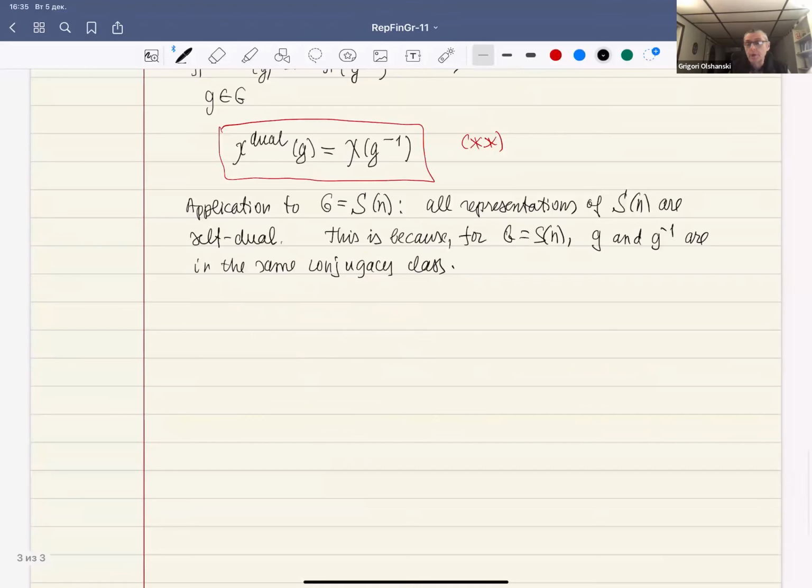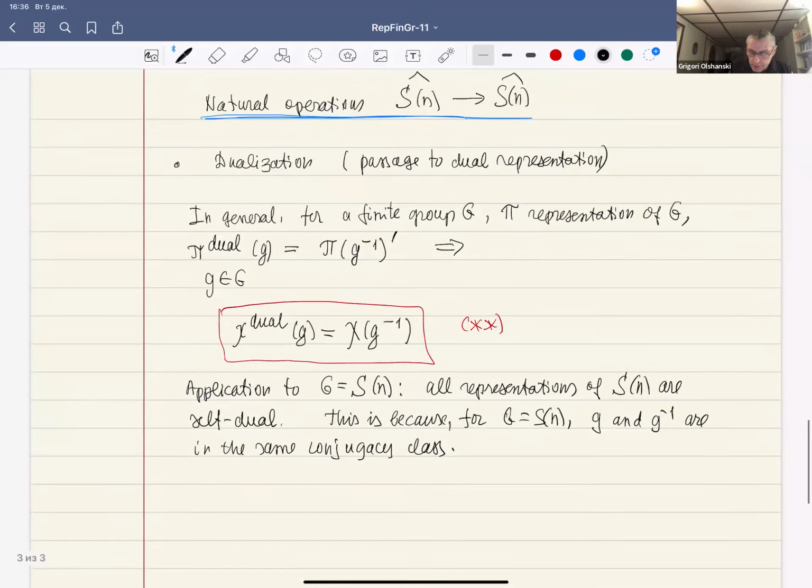So this is one operation, and in the case of a symmetric group, this operation is trivial. But for other groups, it's not trivial. For instance, for the unitary group, which is not a finite group but a compact group, there are representations which are not self-dual.